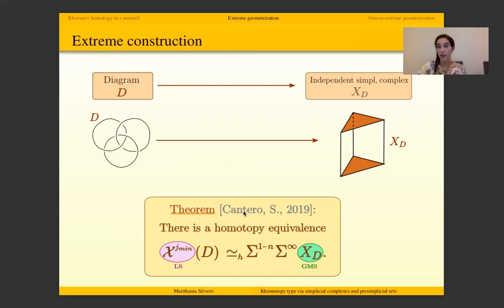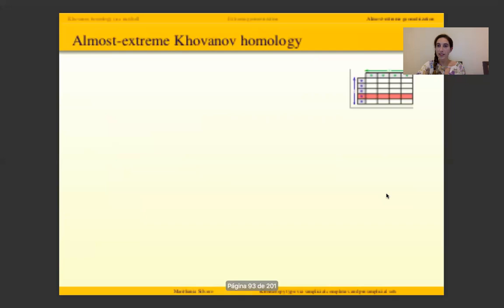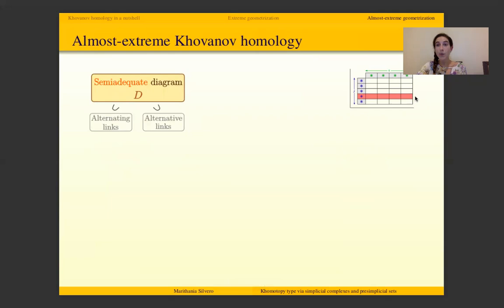We proved together with Federico Cantero that there is a homotopy equivalence between the Lipshitz and Sarkar construction for the extreme grading and our construction, okay? So at the end of the day, they are the same, they are equivalent. Okay. So now, this was for extreme grading. So now let's go to almost extreme grading, to the second from the bottom grading. Okay, so in this case, we have a construction, but it works for semi-adequate diagrams. Semi-adequate diagrams include alternating links and alternative links. This is an important and very well-known family of links.